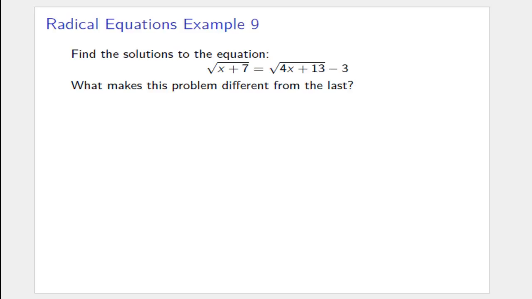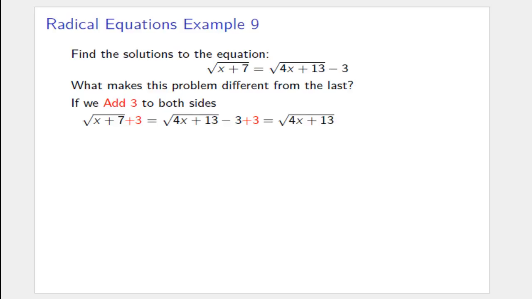Like last time, we can try adding 3 to both sides, which gives the square root of x plus 7 plus 3 equals the square root of 4x plus 13 minus 3 plus 3, which is just the square root of 4x plus 13. Now the right-hand side just has the square root. But to keep the equation true, we need to square both sides.